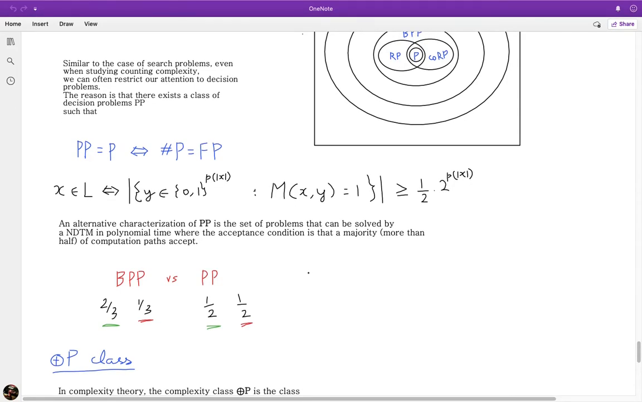So we can think of PP as the set of problems that can be solved by a non-deterministic Turing machine in polynomial time. Sorry, M is supposed to be a non-deterministic Turing machine here. So the set of problems that can be solved by a non-deterministic Turing machine in polynomial time, where the acceptance condition is that a majority of computation paths accept. So more than half of the paths should be accepting paths.